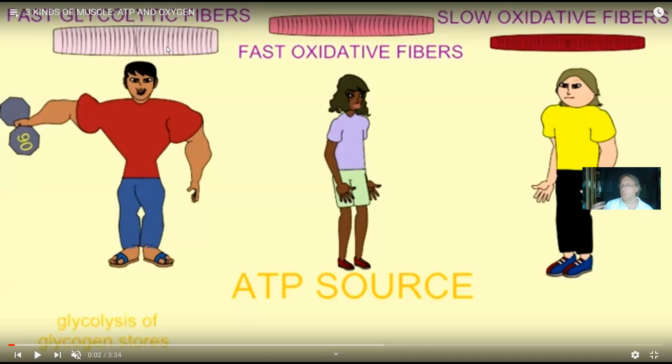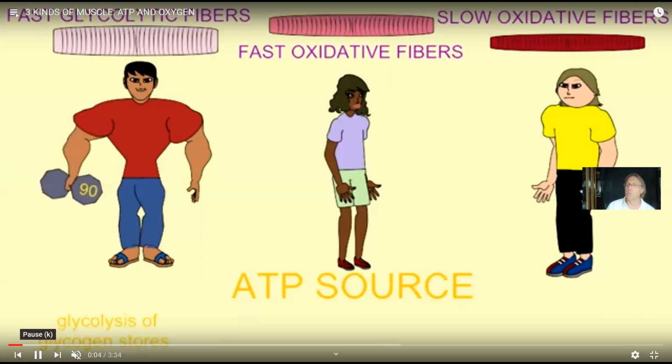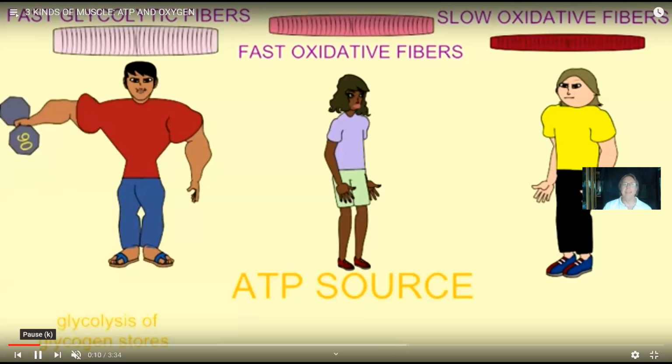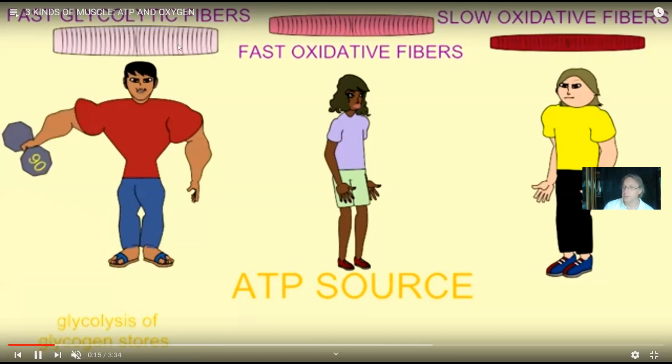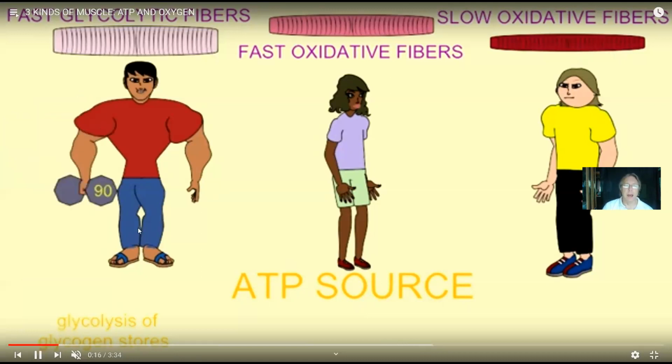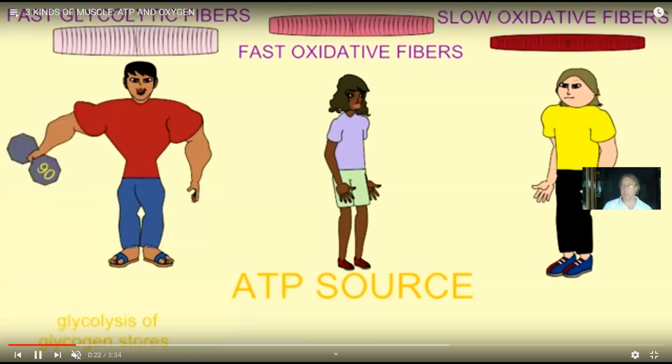Well, even though we aren't quite as dramatic as the chicken, we still do have what are called fast glycolytic fibers, fast oxidative fibers, and slow oxidative fibers. There are different kinds of skeletal muscle. Not only does the chicken have it, but we do as well. So, the fast glycolytic fibers, they tend to be wider, all right? That's why the chest muscles of a chicken have so much muscle.